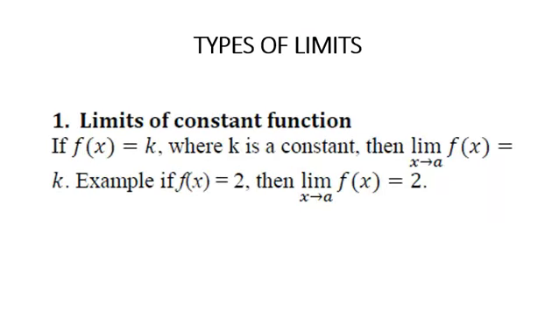Let's quickly look at types of limits. The first one is the limit of a constant function. Assuming you have a constant function, f of x is equal to k, the limit of a constant function is the same as that constant. For example, if f of x is equal to 2, then the limit of f of x as x approaches a is still 2, because there's no variable here to replace this value in. That is why the limit of a constant is the same as that constant value.